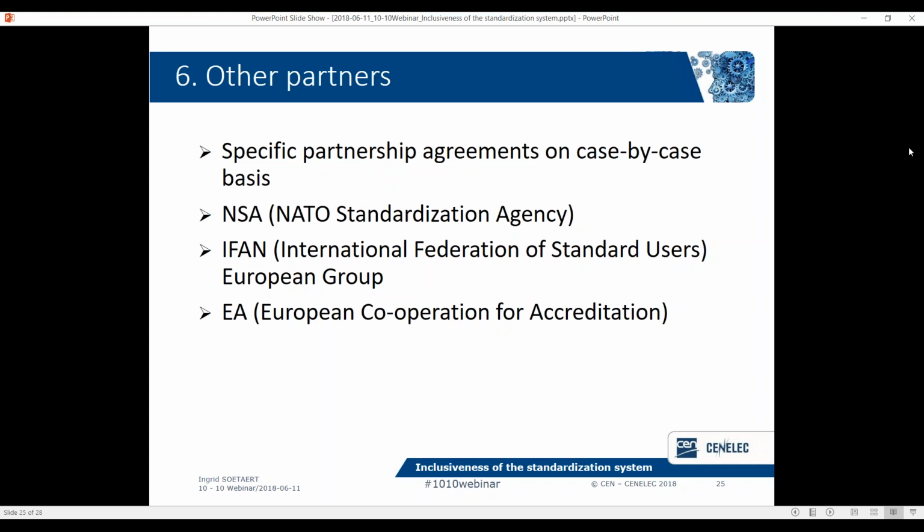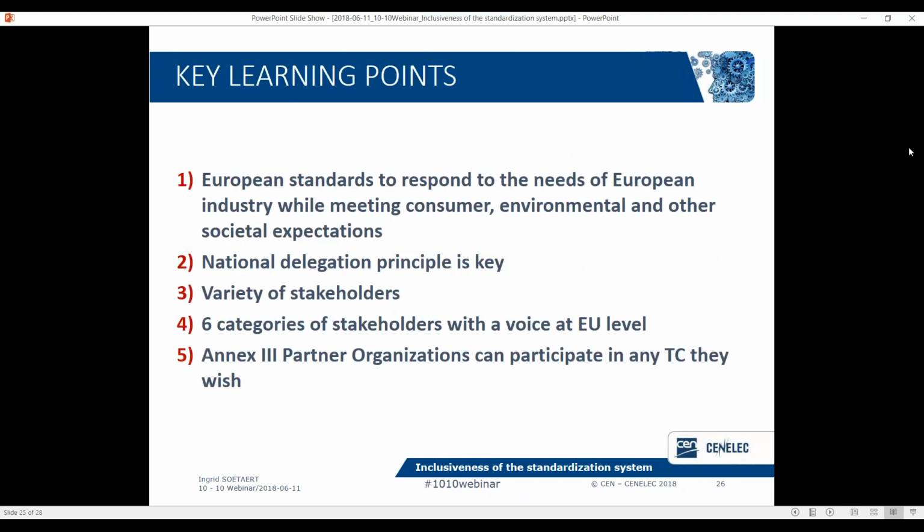We have the International Federation of Standard Users, so IFAN, and in particular its European group. The European organization EA, European Cooperation for Accreditation. This organization benefits from a specific formal recognition on accreditation matters by the European institutions. These were the different stakeholder categories.